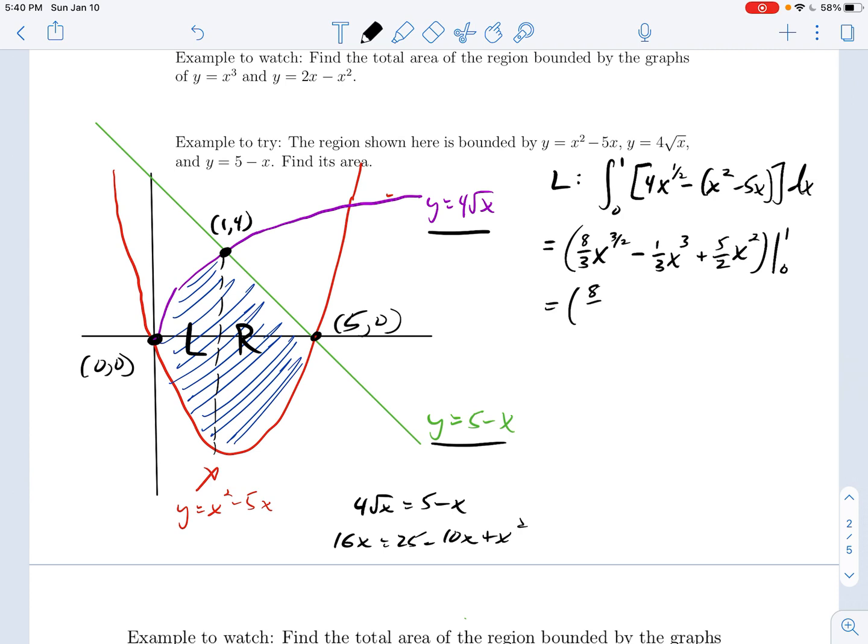So if I plug in 1, I get 8/3 minus 1/3 plus 5/2. If I plug in 0, I get 0. And I'll simplify that later. But this is the calculation of the shaded region to the left of that vertical line. I integrate top function minus bottom function, starting at 0 and ending at 1.